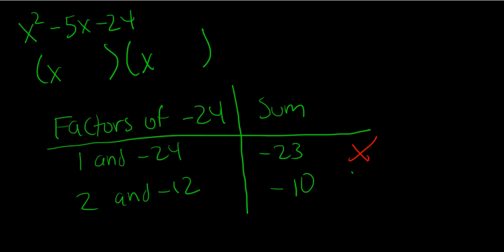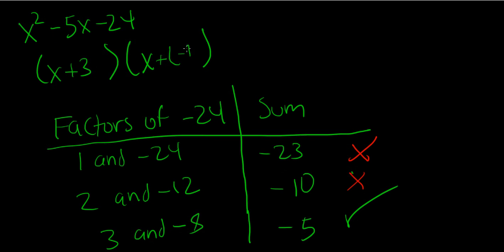Now, our final set of factors, we have 3 and negative 8. 3 times negative 8 equals negative 24. And when we add them together, we get negative 5. So we can see that this works. So we can plug these factors into our parentheses at the top. So we get x plus 3, and then x plus negative 8. We can go ahead and simplify that a little. x plus 3 times x minus 8.